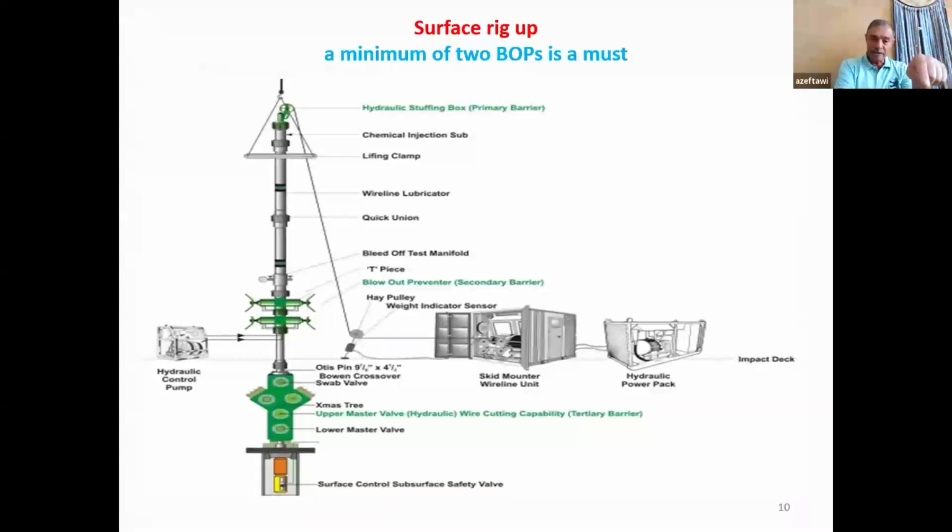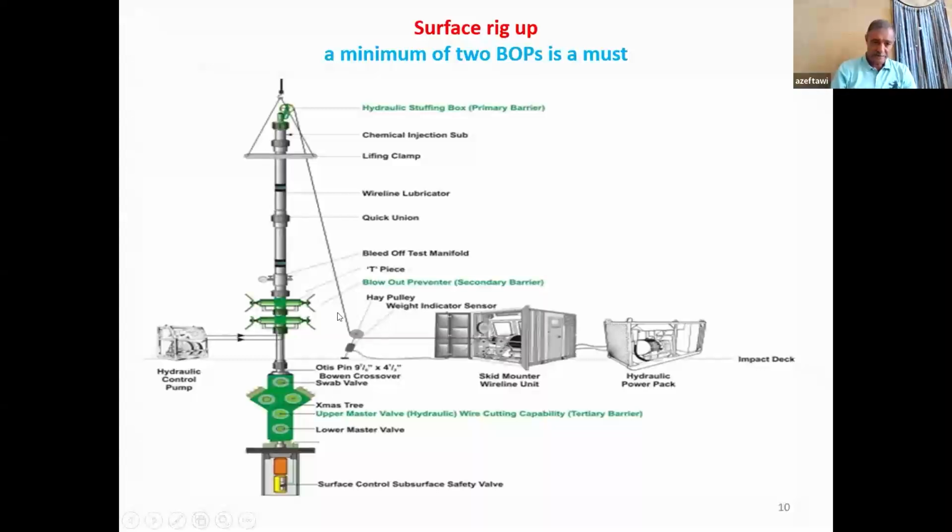Our tertiary barrier is the Christmas tree. Which valve in the Christmas tree? It is the upper master valve. Why the upper master valve? Because it is the valve that has the wire cutting capability. So we are not looking for the name, but we are looking for the capability. It can cut the wire.